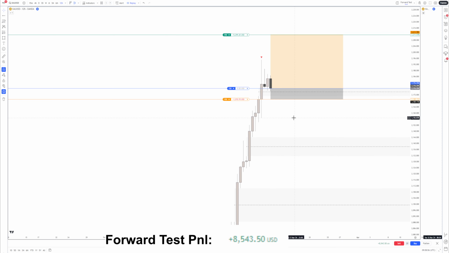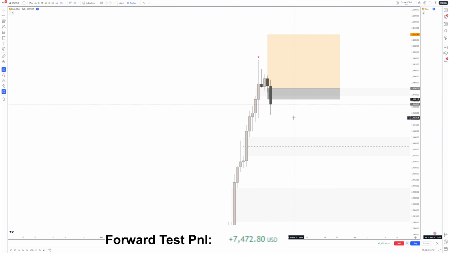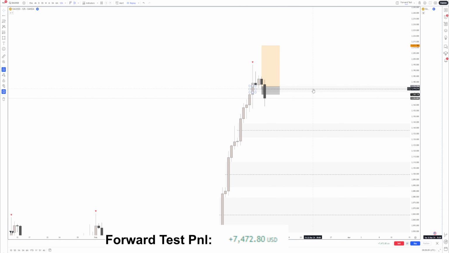Okay, so let's see what happens. Does price, nope, takes us out. B setup, no problem. B setup, we only risked 0.5%, and that's absolutely fine. That one didn't work out. Let's see if the next one works out.